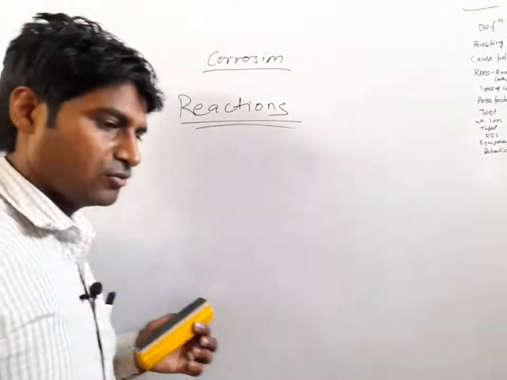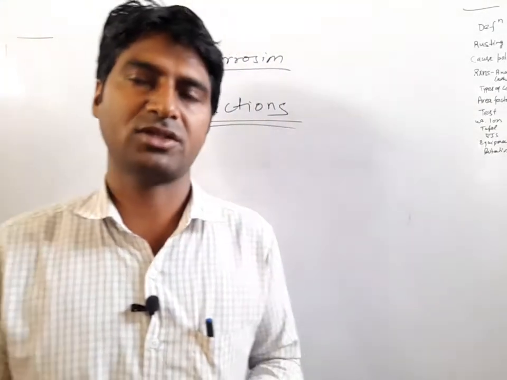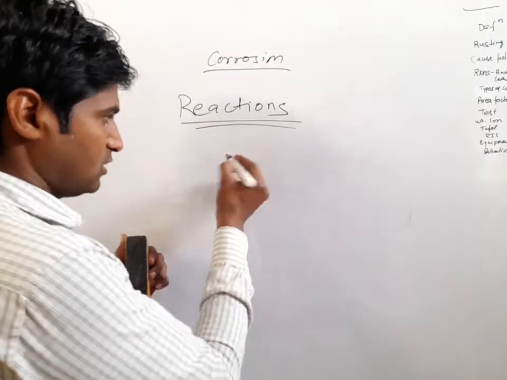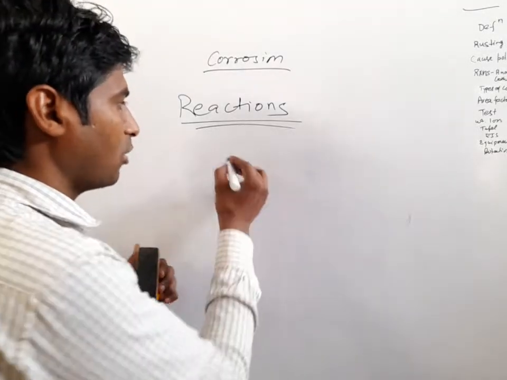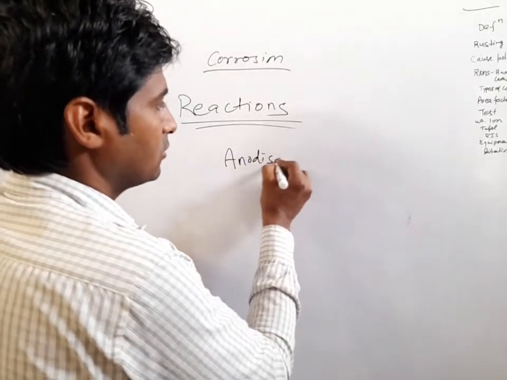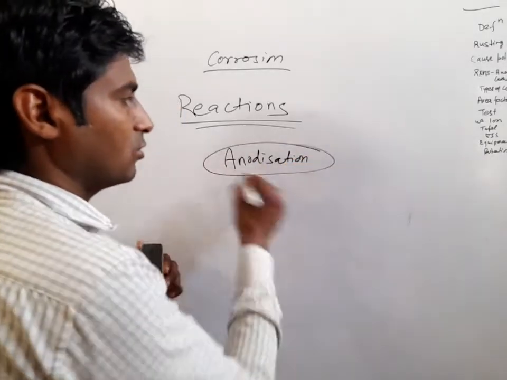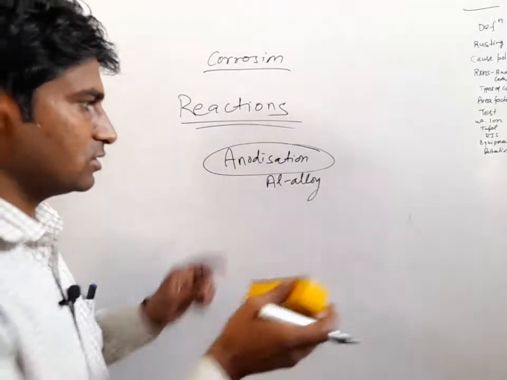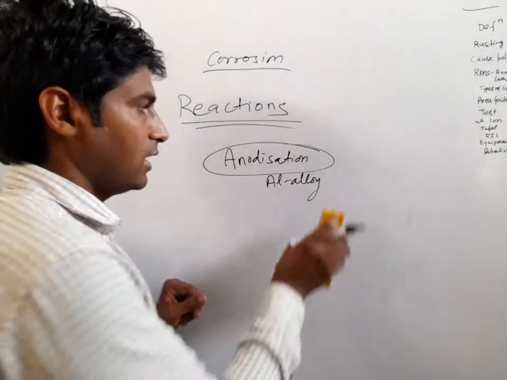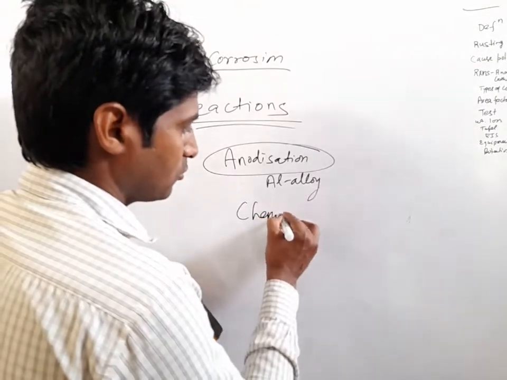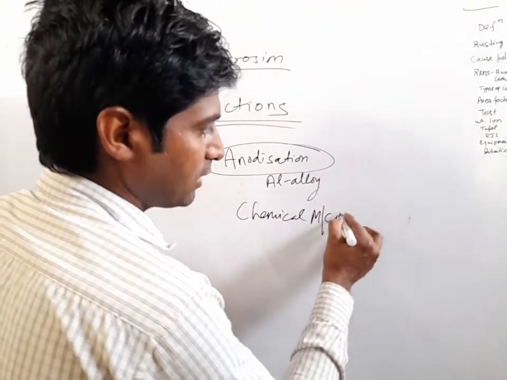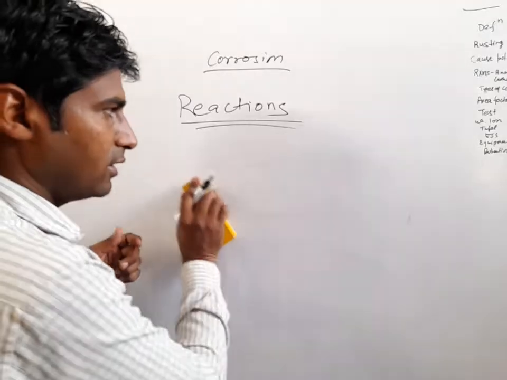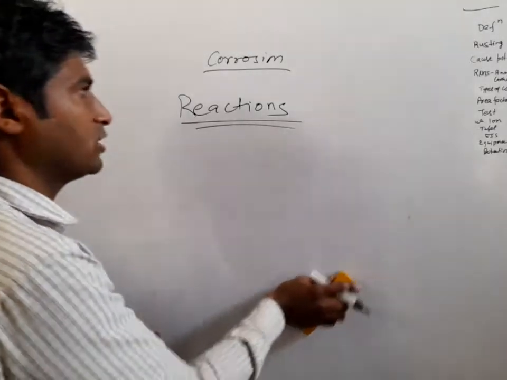And we think that corrosion is always detrimental, but sometimes it is beneficial also, because have you heard about anodization? Anodization is done on aluminum alloys. And chemical machining is also based on the corrosion process. So sometimes it is beneficial. And anodized aluminum alloys are used for decorative purposes.